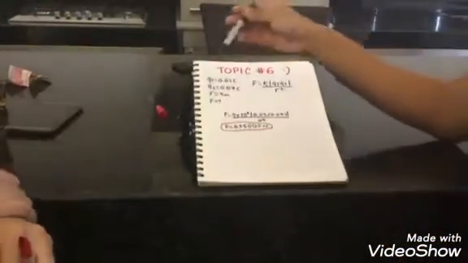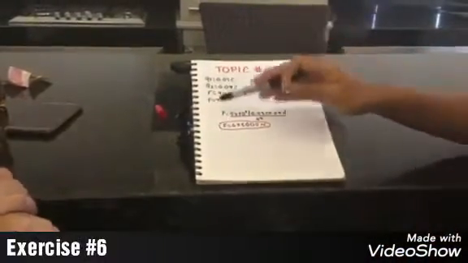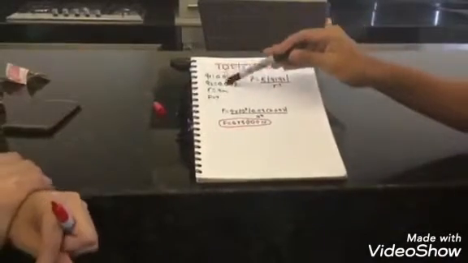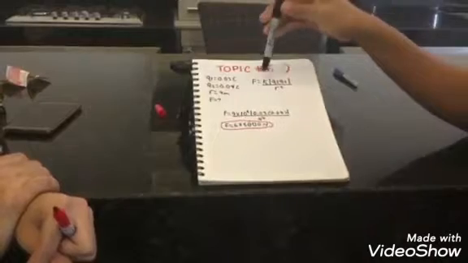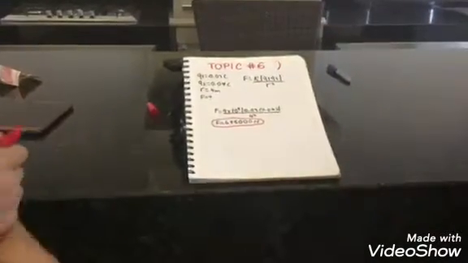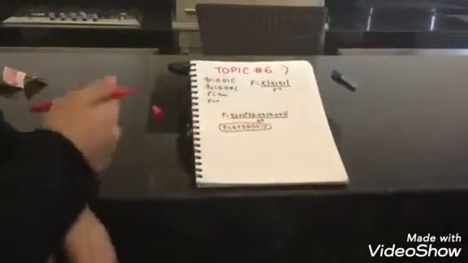Here we have an example of the topic number 6. In this problem, they are asking us for the force. We have the charge 1, the charge 2, and the distance. The formula says that we have to multiply the constant by the charge 1 and the charge 2, and then divide it by the distance squared. And then we divide the values, and this is the result in newtons.